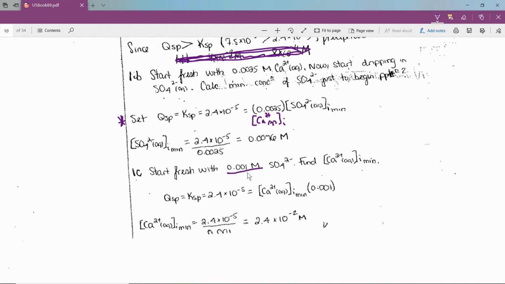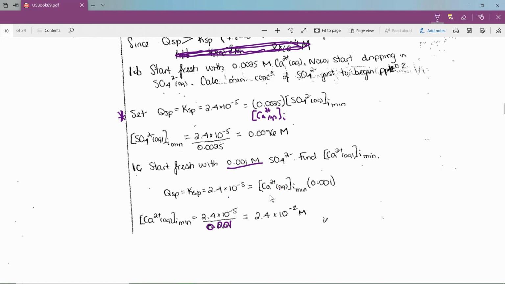So here I had some sulfate, and the boss says, gee, we got to get sulfate out of there. It's causing problems in the environment. So you're going to drip in some calcium ion to trap that sulfate, make it precipitate. So you set QSP equal to KSP. So my calcium 2 plus is going to be 2.4 by 10 to minus 5 divided by 0.001. So 2.4 by 10 to minus 2 molar.